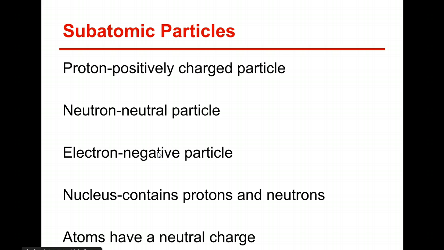Electron is a negatively charged particle orbiting around the nucleus in the electron cloud. The electrons are the things that are exchanged or shared in our bonds. Nucleus contains your protons and neutrons, and atoms that are balanced have a neutral charge because they have the same number of protons and electrons, so they balance out and they have zero charge.